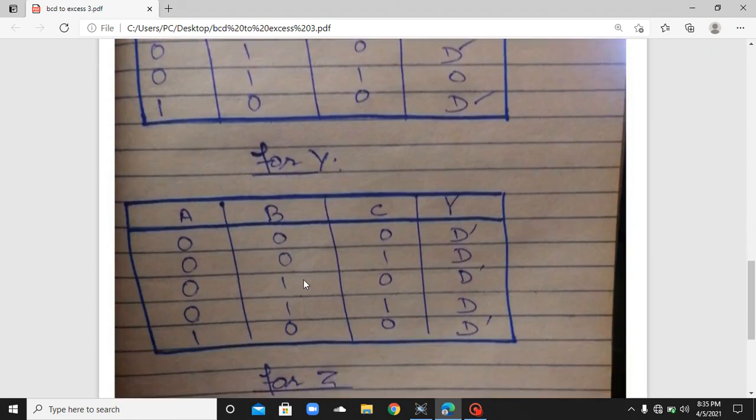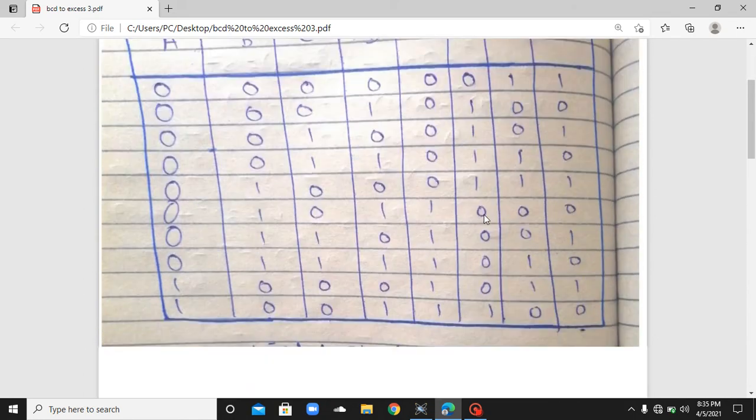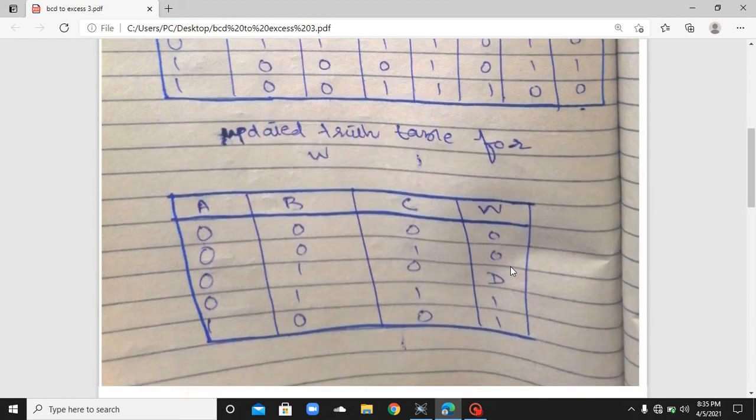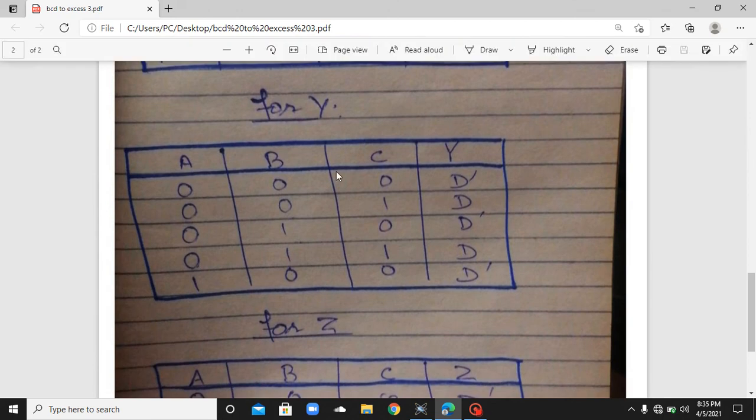And for Y, if all the 3 inputs are 0, the output will be the complement of D, then D, then D complement, and D for Y. You can check this over here. The output which we are getting is basically D and D complement, D and D complement. So this is represented in this truth table.